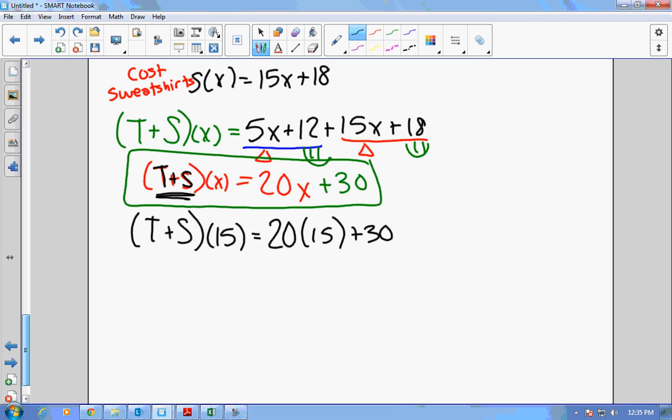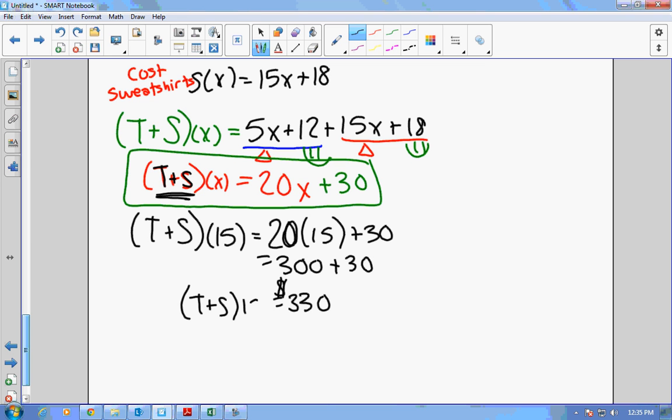Okay, 20 times 15. Do you know what 2 times 15 is? 30. And then you just add on a 0, which is 300. 300, not 3,000, 300 plus 30 is... Okay, who can tell me the unit on this? Is dollars. Story problems need units.